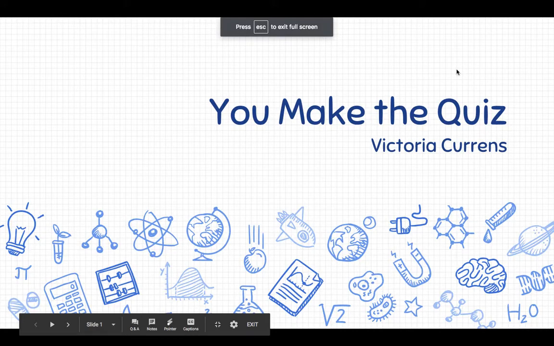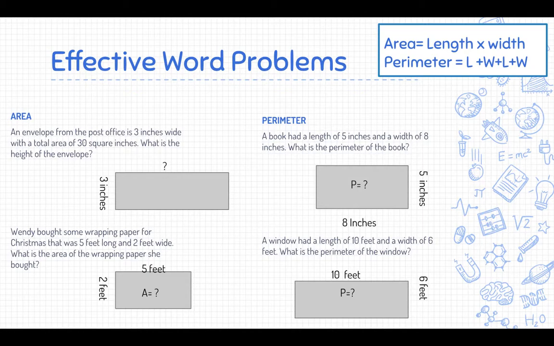This week, we will be starting a new project titled You Make the Quiz. It will be your job to write a 5-question quiz on Google Forms using effective word problems. You will create 5 word problems that are about area and perimeter. Here, I have provided some examples. 2 questions about area, 2 questions about perimeter.